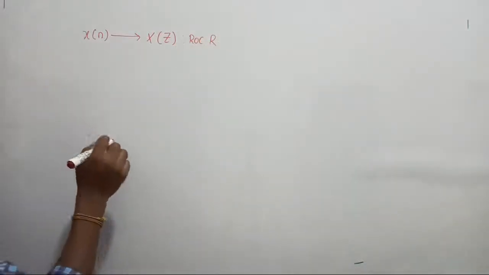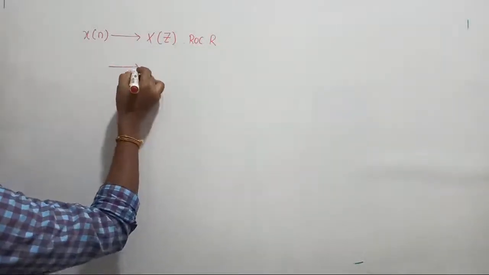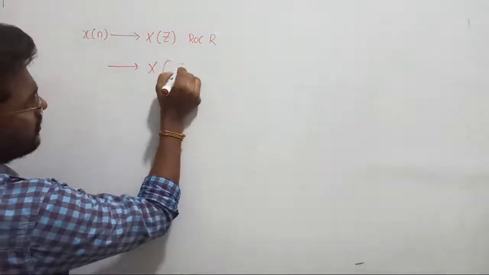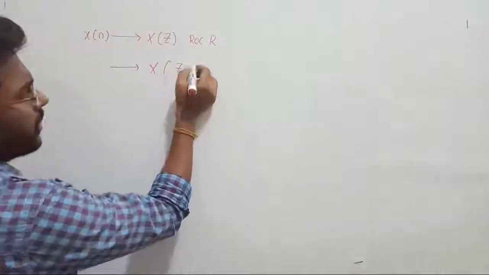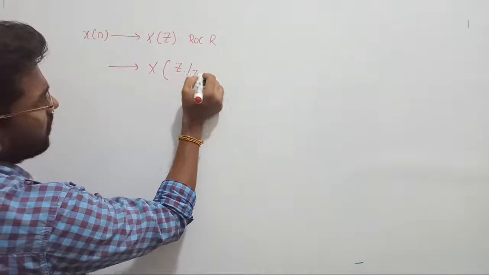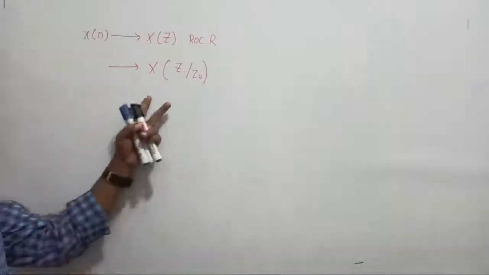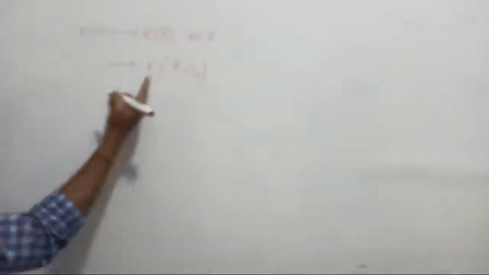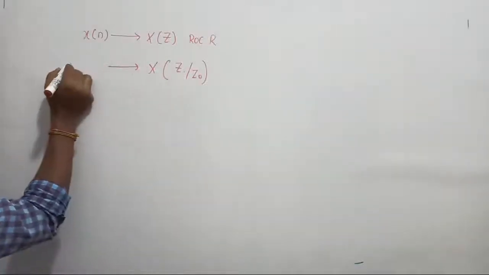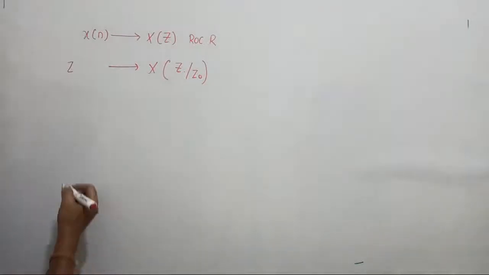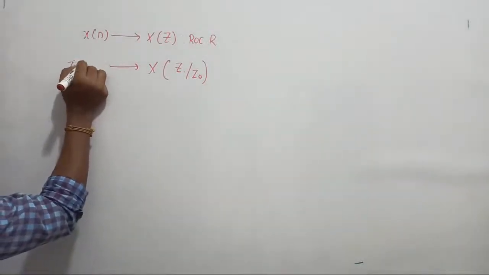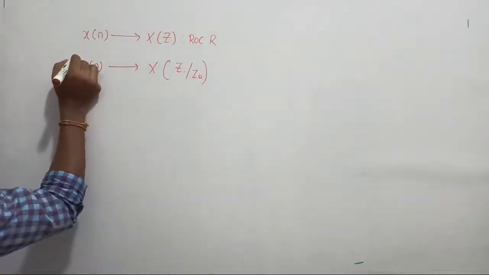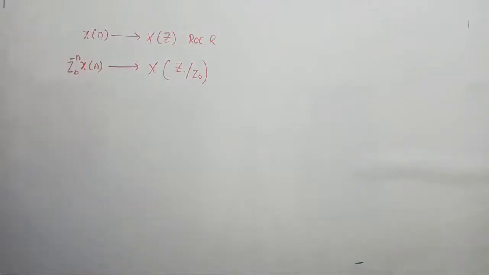Now, when I am doing scaling, for example, if I have a signal z that is being scaled by a factor of 1 by z naught, we are scaling the signal in z domain. If a signal is being scaled in z domain, then in its corresponding time domain you can observe an exponential rising, that is, x of n would have been multiplied by z naught to the power minus n. Just observe this, right?